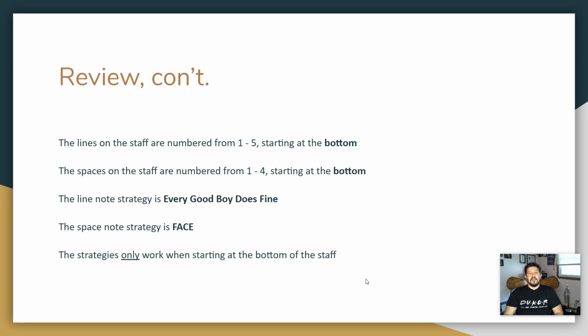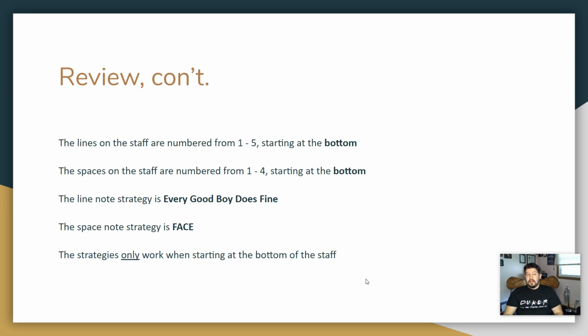Now, sometimes you'll hear me say, what is the 4th line? So that means that I want you to tell me the letter name of line number 4. So it would be that second line from the top. You would have to use those strategies to remember what those are going to be.